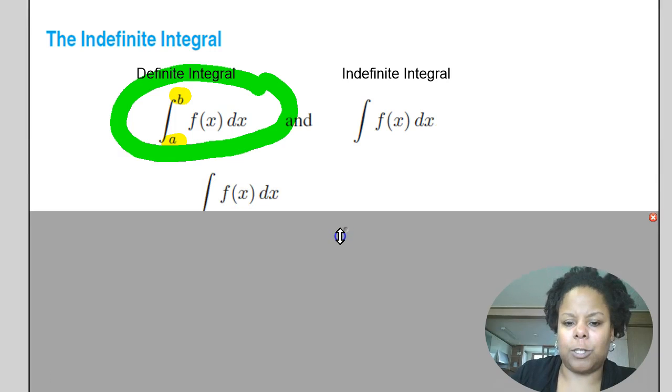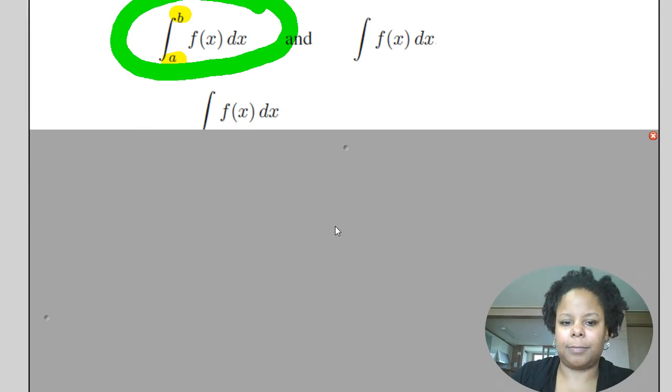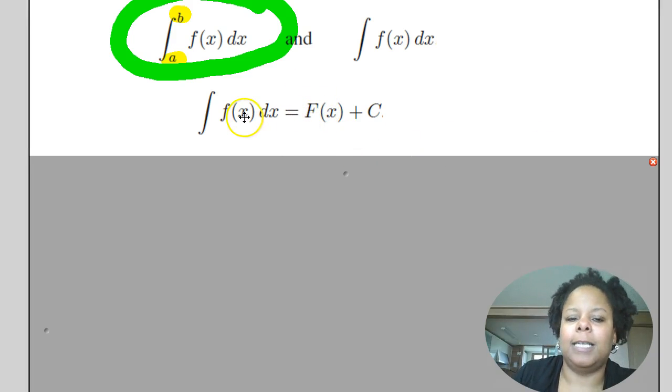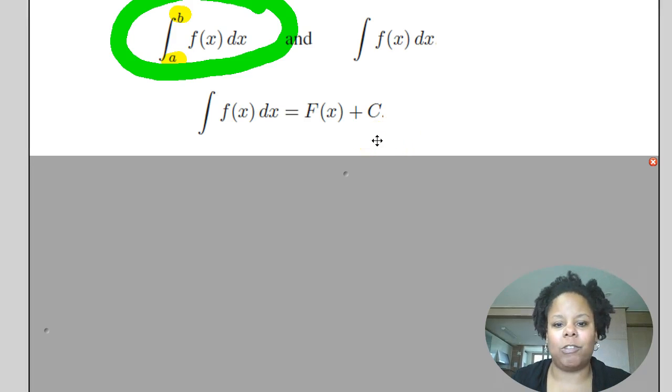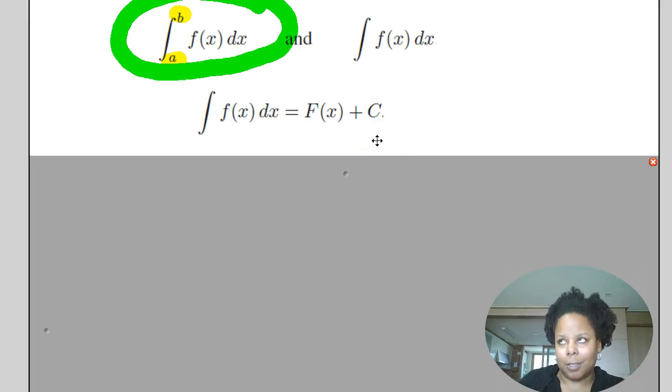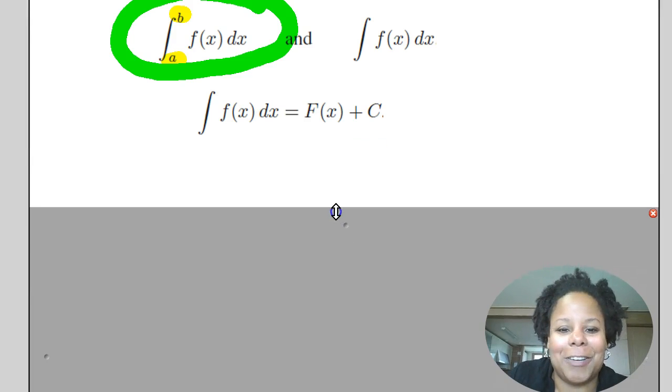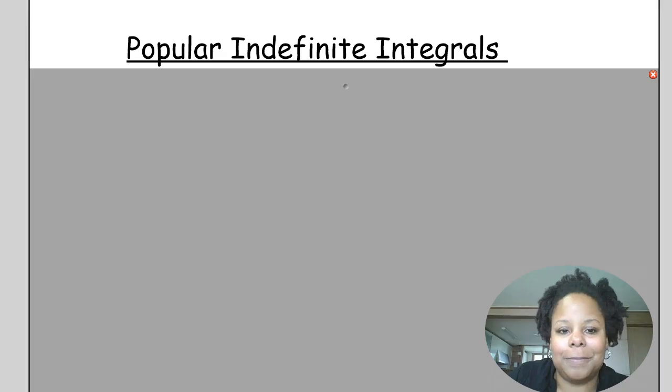Okay? And so in this case, to determine this, all we would have to do is find a family of functions, big F, such that the derivative of big F is equal to little f. And so this is what this answer looks like for an indefinite integral. So the indefinite integral will never give you a numeric value unless you have a constant function. But anyway, let's take a look at some properties very quickly.